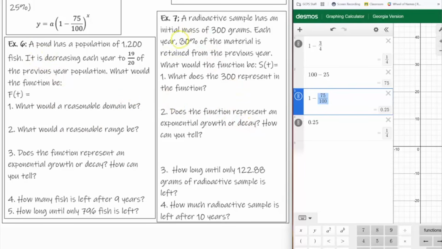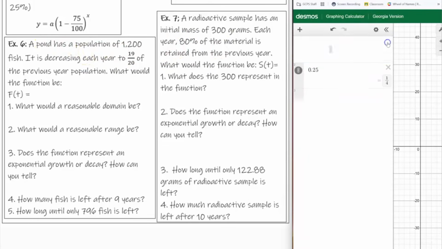You go ahead and do 7. Just remember yours is a percent. So before you even do anything, you need to divide it by 100 so you can make it either a fraction or a decimal. A pond has a population, and I'm just going to do the straight up shortcut.